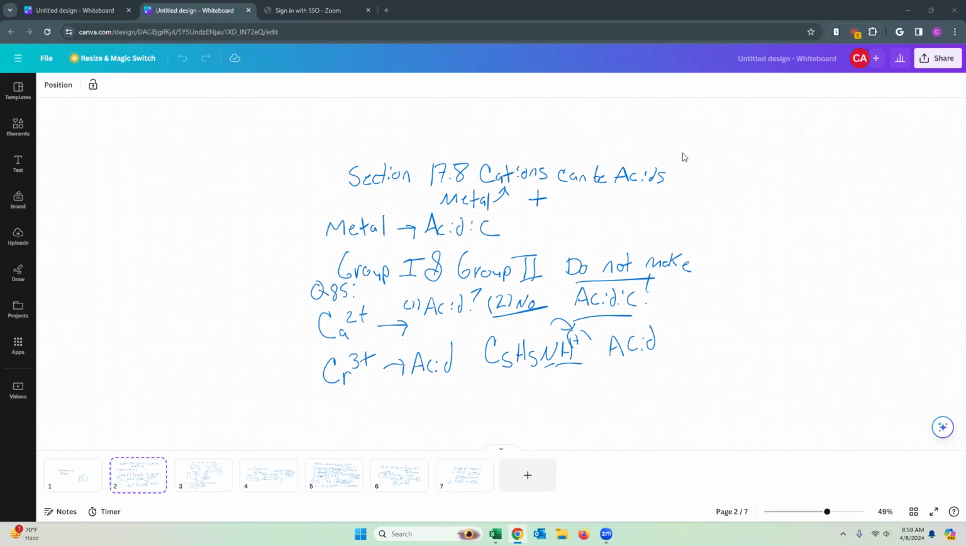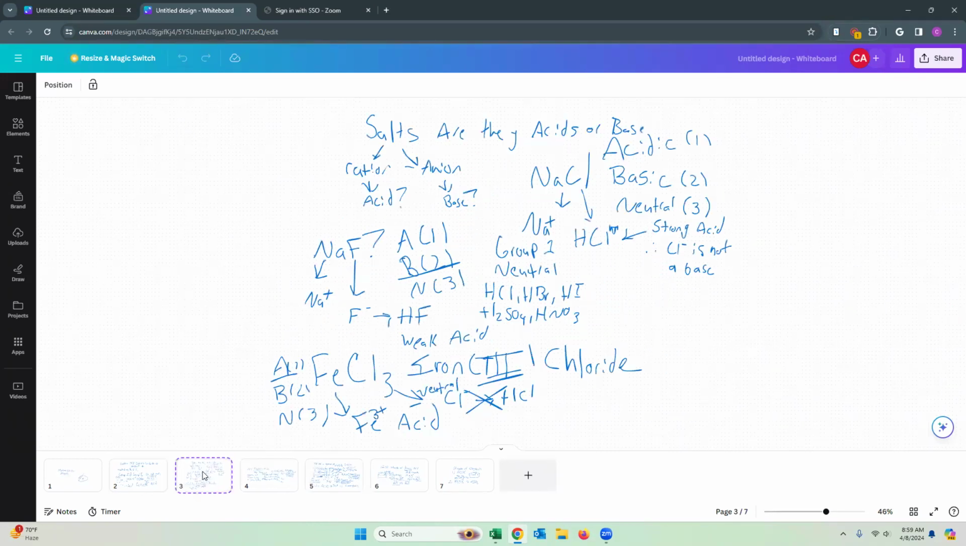So let us get started like we normally do and go over what we talked about on Friday. We finished up chapter 17 on Friday. The first section, 17.8, is about how anions are bases and cations are acids. Only certain cations, though. If we're looking at metals, group 1 and group 2 metals are not acidic. The other metals are. And if you add a cation and anion together, you make a salt.